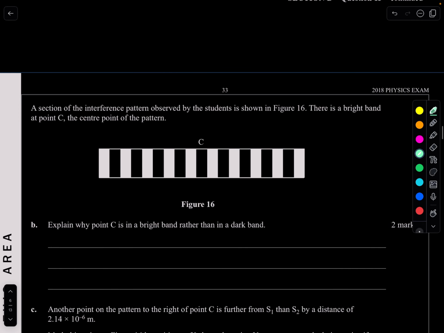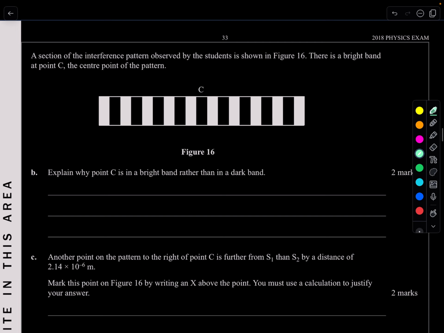Beautiful. A section of the interference pattern observed by the student is shown in figure 16. There's a bright band at point C, the center point of the pattern. Of course there has to be, because it's equidistant from the slits. Explain why point C is in the bright band rather than the dark band. This is one of the easiest marks to get. I've seen it in so many old past exams. Basically, you just need to say that the path difference is 0 at the middle, because it's equidistant from each slit, and hence, if your path difference is 0, constructive interference happens there, and that's why it's a bright band rather than a dark band.